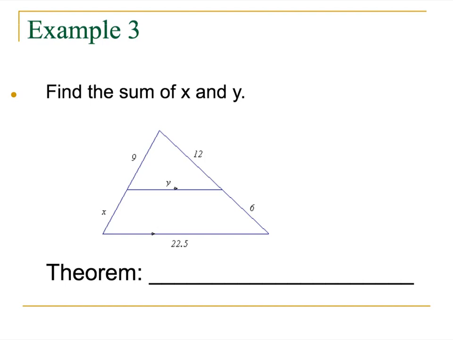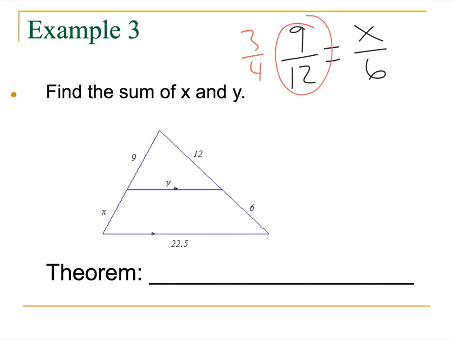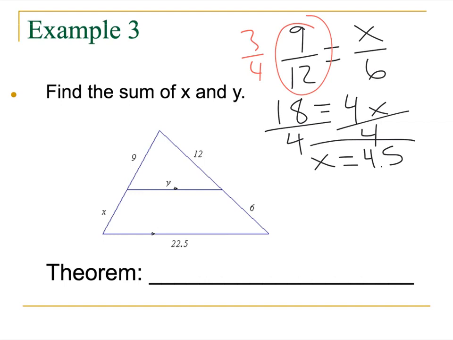I think I see a way to solve for X that I like. If I did the side splitter theorem, 9 over 12 is equal to X over 6. Again, I could simplify this down to 3/4. I just saw that ratio before. What's 3 times 6? That's 18 equals 4X. If I divide by 4, oh my goodness, that doesn't divide perfectly. I don't care. 4.5, right? 18 divided by 2 is 9. Divide that again is 4.5. Excellent.